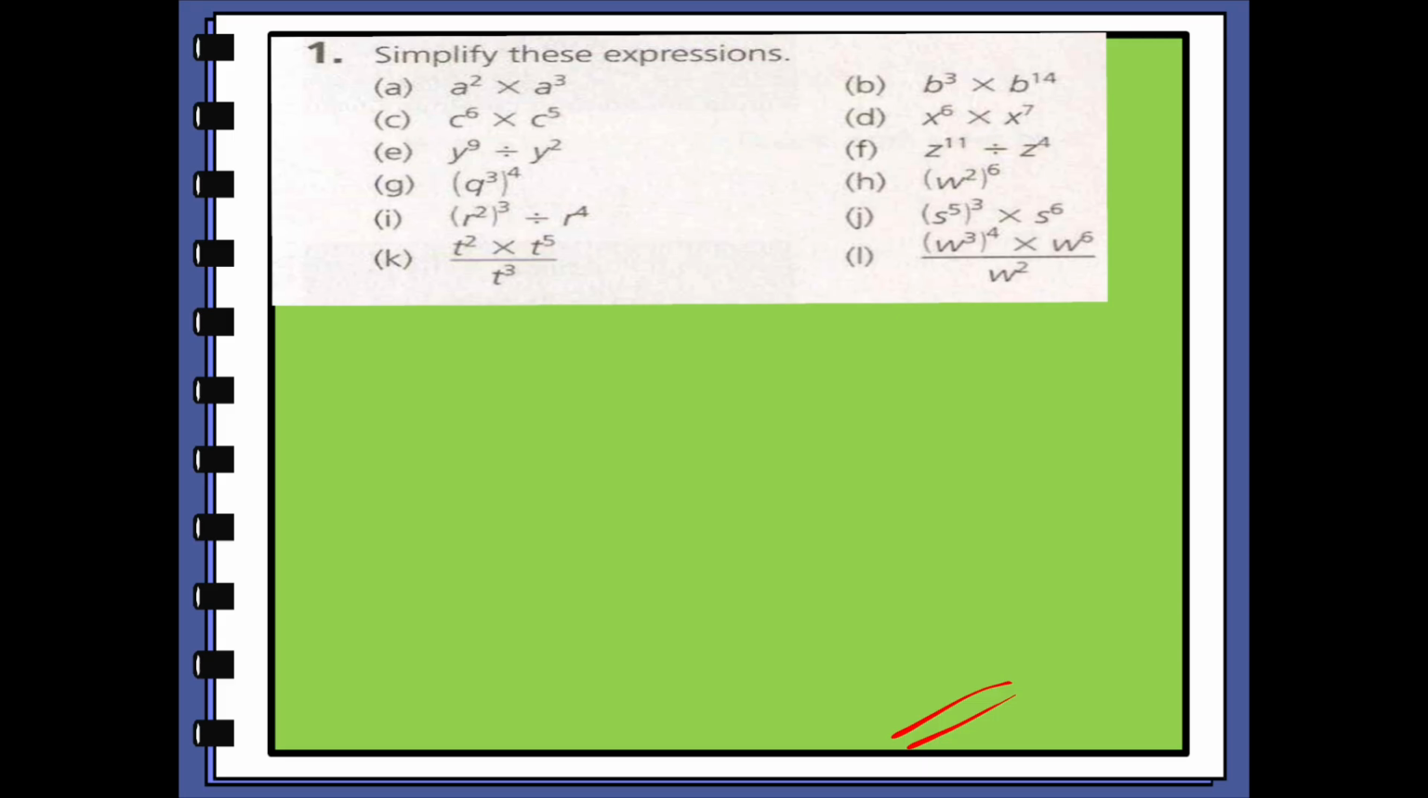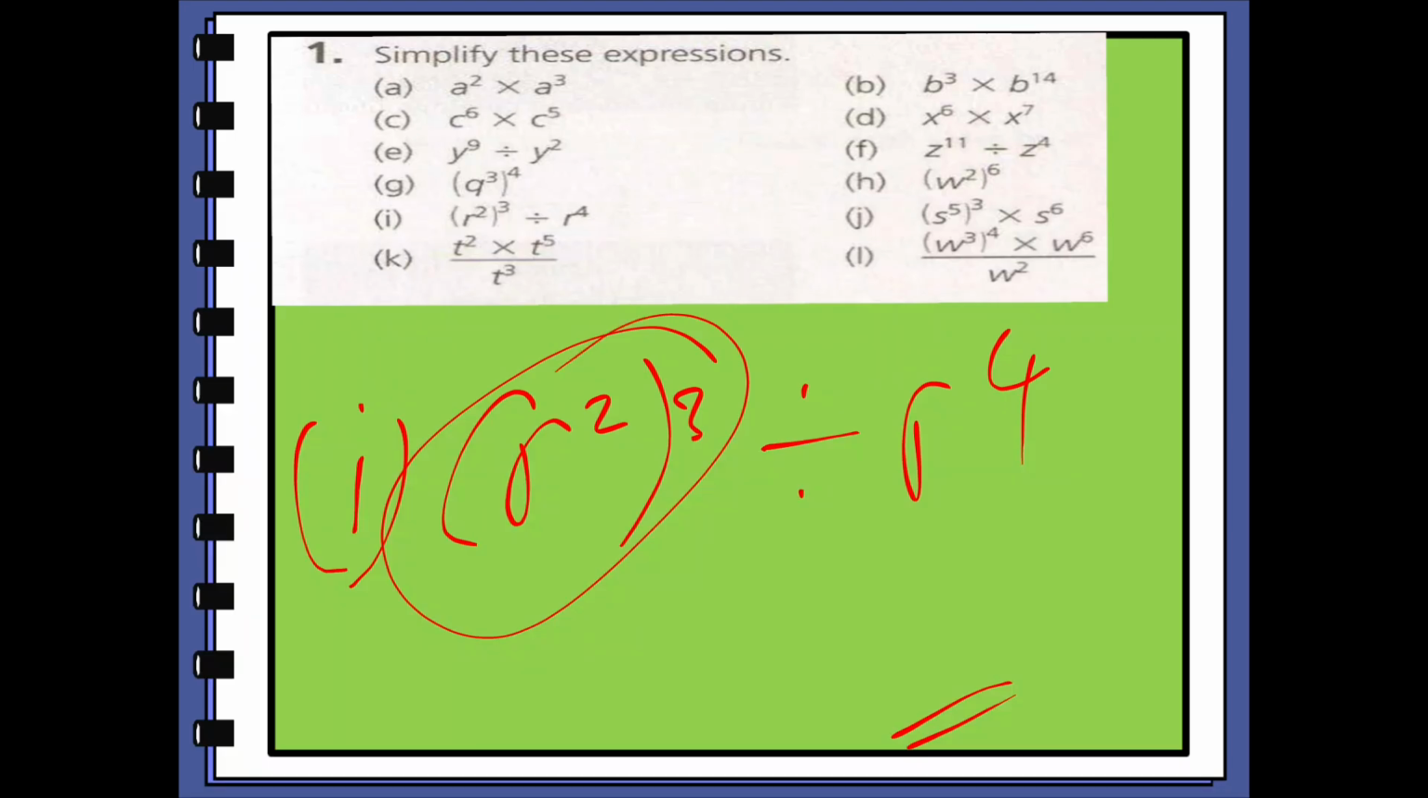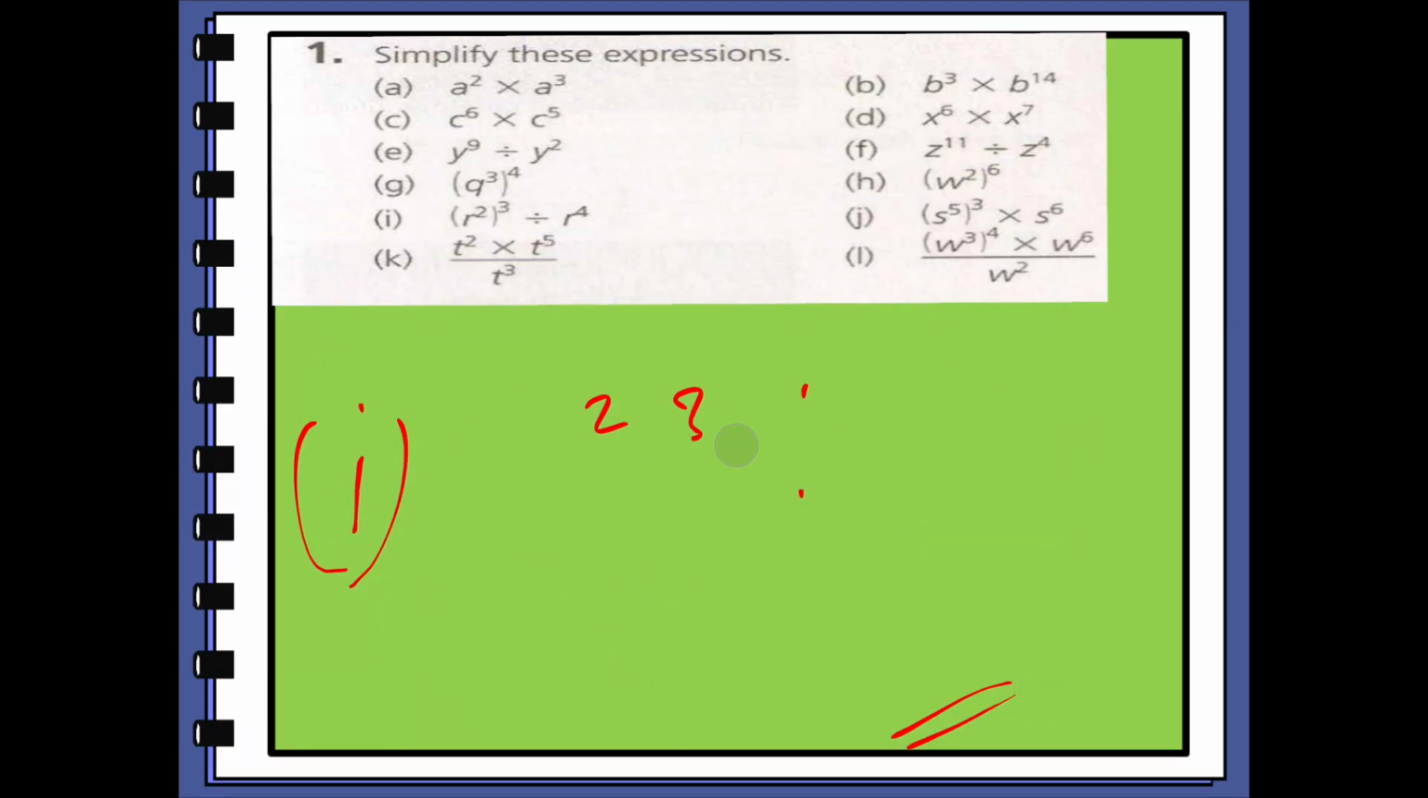I, the similar way. For I, what you're going to do is to first simplify this from the brackets using the multiplication. That's when you now divide by r power 4 using the answer to that you find here. All right, so far so good.